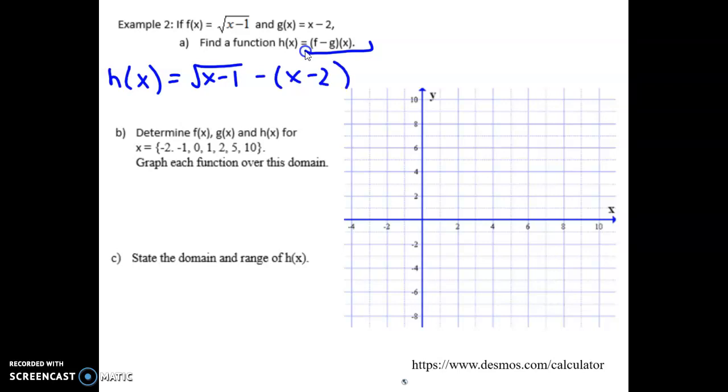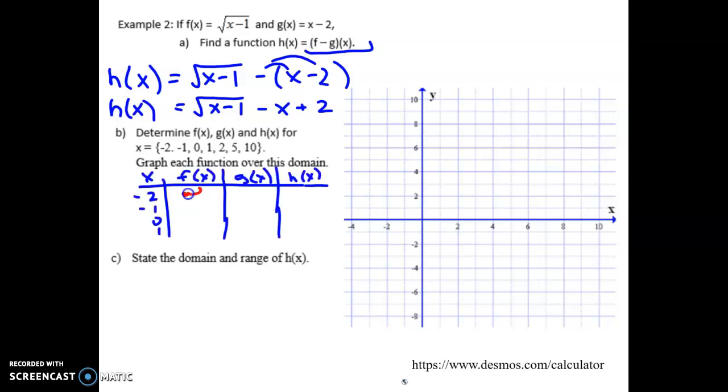Now, remember that you can only combine like terms, but with radicals, you can't combine anything under the radical, because the radical part is considered its own like term. So the only thing I can do to simplify this one is distribute that negative into the bracket, that's subtracting. So we get minus x plus 2. So that's it. So h of x is going to equal that.